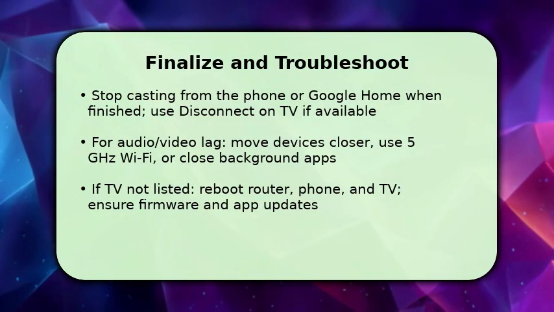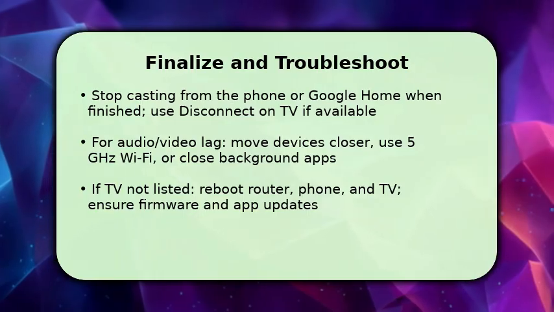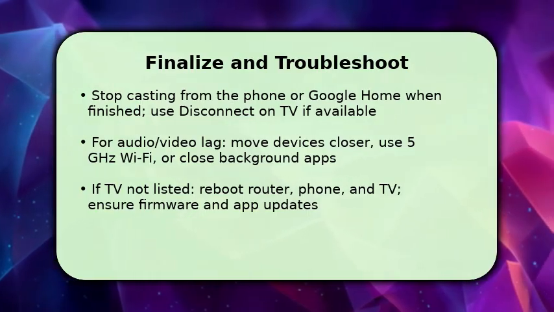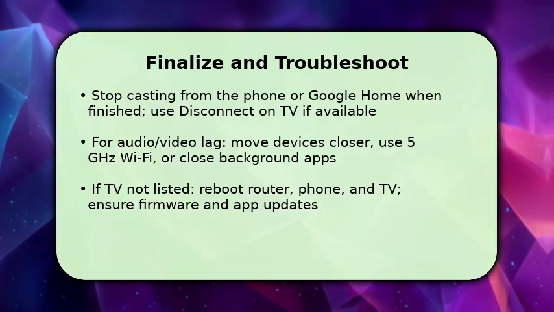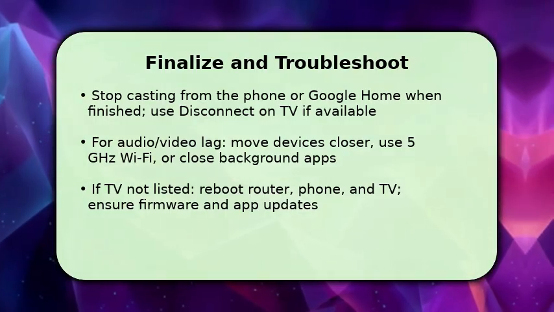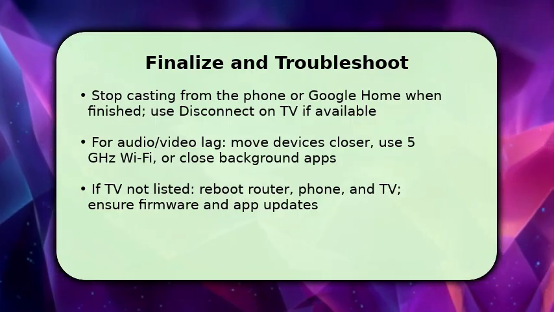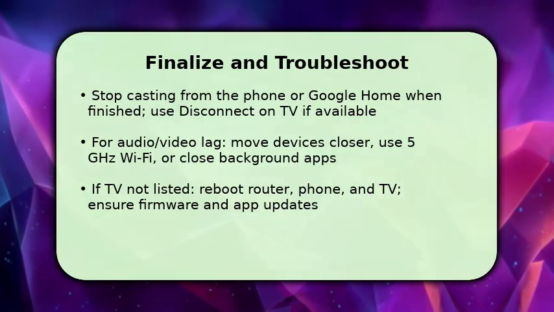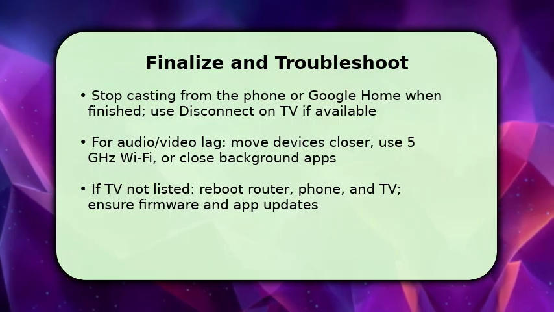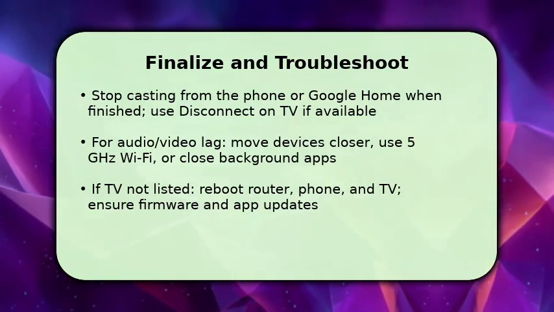To finish, you end the session and handle common issues. When done, stop casting from your phone or Google Home. You can also disconnect from the TV interface. If you notice lag or stuttering, move devices closer to the router, switch to 5 GHz and close bandwidth-heavy apps. This reduces packet loss and latency.